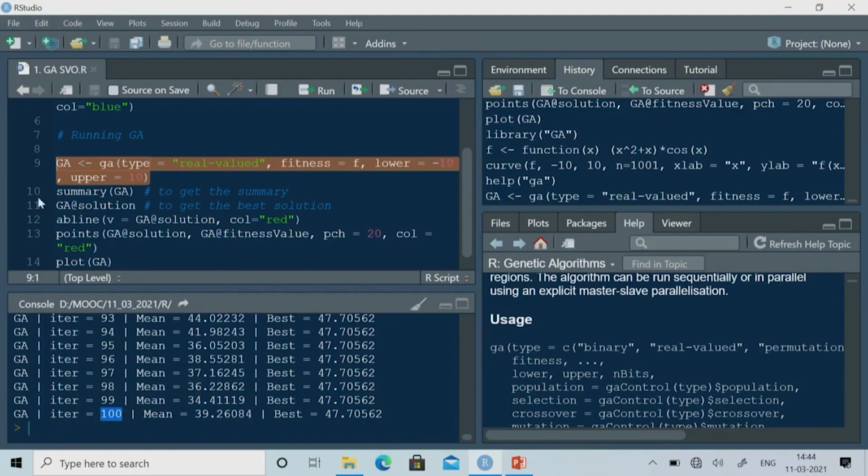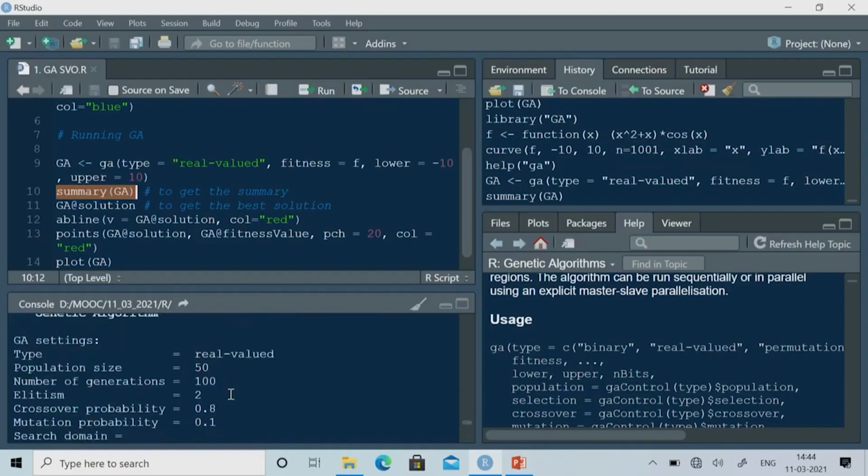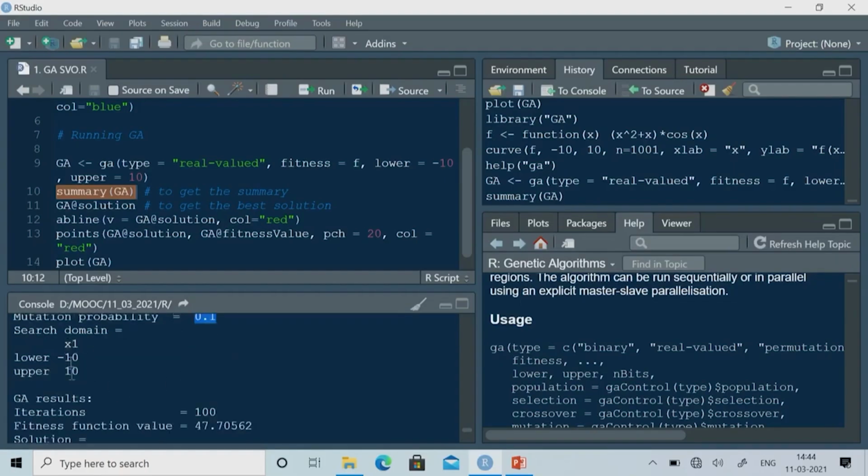And now I can see the results. I can see the results from summary of ga. If I execute this one, I can see the results. Here you can see the GA settings. It is real valued, and population size I did not change, so 50 is the default value. Number of generations again I did not change, so that is the default 100. Elitism is 2, crossover probability is 0.8, mutation probability is 0.1, and lower bound and upper bound I have considered -10 and +10.